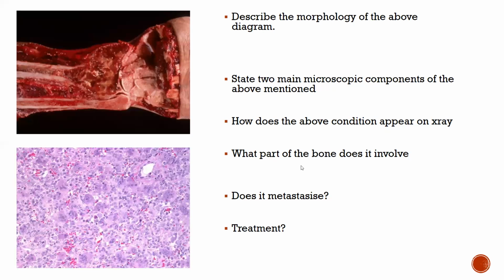So what part of the bone does it involve? The epiphysis. This is the epiphysis. In a bone, there's the epiphysis, there's the metaphysis, and then there's the diaphysis. The diaphysis is the shaft most of the time, and the metaphysis is the junction between the diaphysis and the epiphysis.